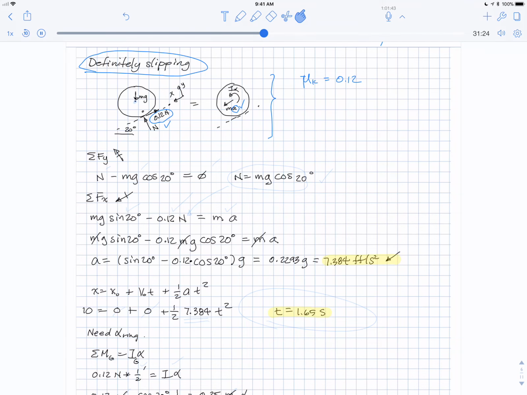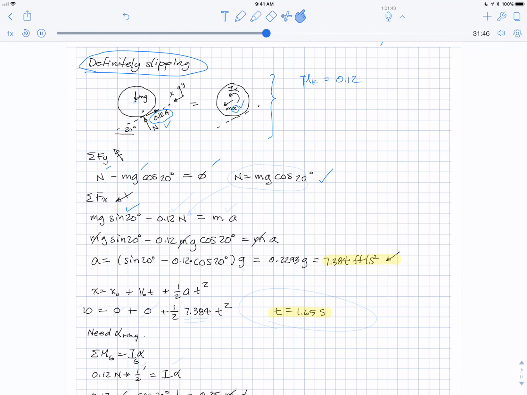We'll do the y direction. We get actually the same equation. N going up minus mg cos 20 degrees coming down equals 0. So N is still mg times cosine 20 degrees. Now we're going to do x going downhill. It's definitely rolling downhill. So mg sine 20 degrees, that's the same.